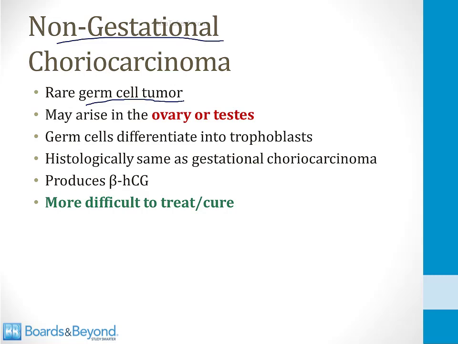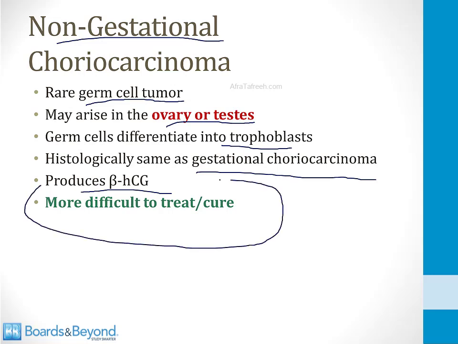So sometimes in rare instances, choriocarcinoma occurs in the ovaries or testes unrelated to a pregnancy. The germ cells differentiate into trophoblasts, and this develops into malignancy. Histologically, it's exactly the same as gestational choriocarcinoma. It looks the same under the microscope. It also produces beta-HCG, just like pregnancy-associated choriocarcinoma. The one difference is that the tumors that arise in the ovaries and testes are more difficult to cure and tend to be less responsive to chemotherapy.